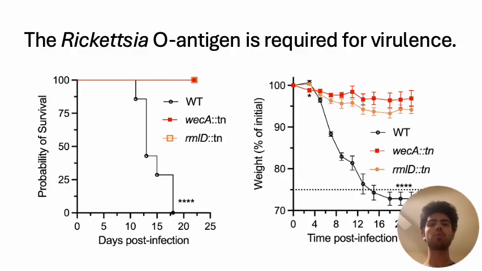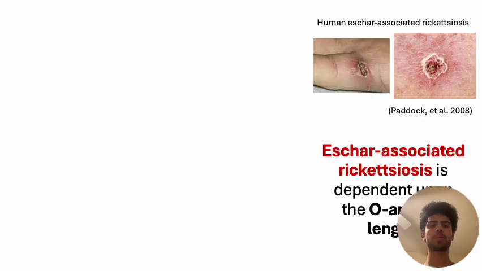Incredibly, I found both those mutants could not cause disease because infected mice survived infection and sustained body weight. Therefore, the O antigen is required for virulence. And what about that eschar you got?